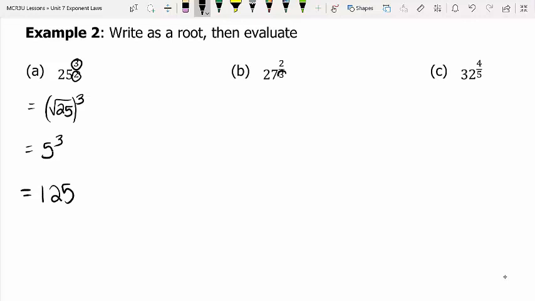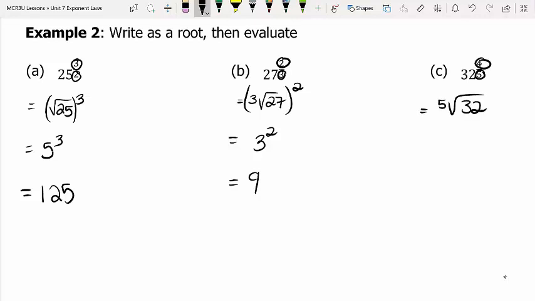This time the denominator is a 3, so that means we're taking the cube root of 27, and then our numerator is a 2, so it's all squared. The cube root of 27 is 3, and that's squared, so our answer is 9. Next, we have a 5 in our denominator, so that means we're taking the fifth root of 32, and then we're going to raise it to the power of 4 because the numerator is 4. The fifth root of 32 is 2, and then 2 to the power of 4 is 16.